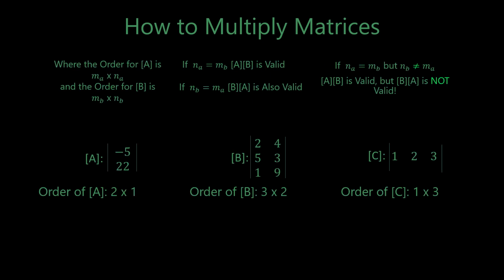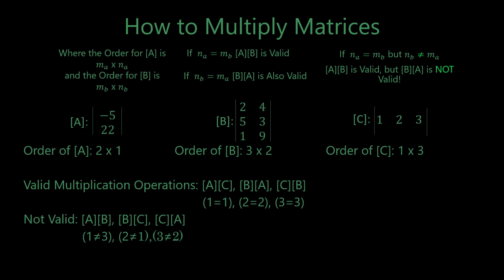So here we have three matrices. Matrix A has an order of 2 by 1, matrix B has an order of 3 by 2, and matrix C has an order of 1 by 3. So A times C, B times A, and C times B are valid, and A times B, B times C, and C times A are not valid.